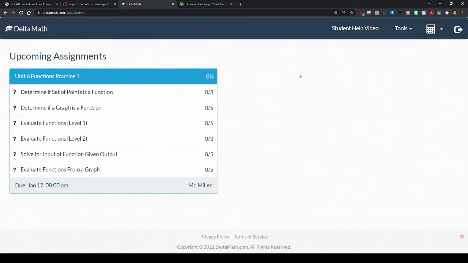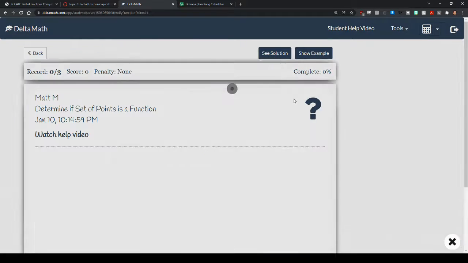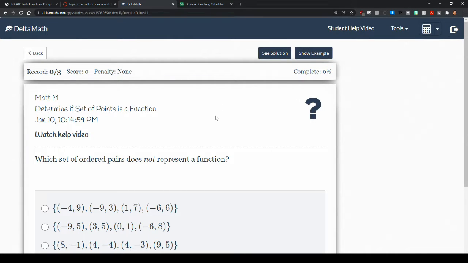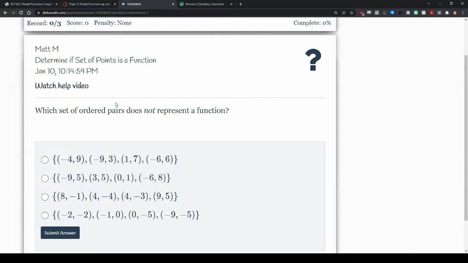So in this video, we're going to work through some example problems from the Delta Math assignment, just so you have a better idea of what you're doing there. Let's hop into the first section. Determine if a set of points is a function.